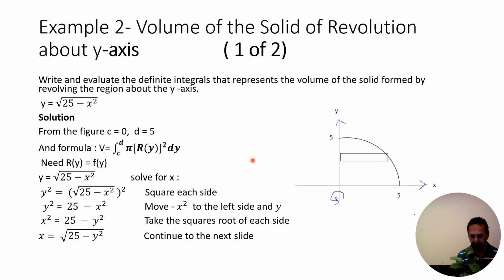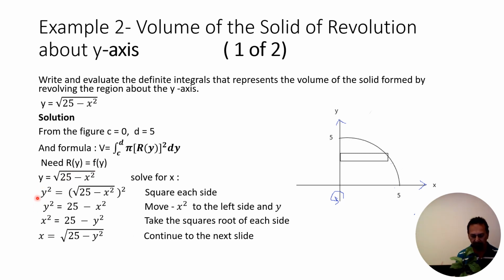Since the rectangle is perpendicular to the y-axis, we're going to use the formula V is equal to the integral from c to d of pi times r squared dy. From the picture you can see c is 0 here, and d is 5. And the given is y is equal to the square root of 25 minus x squared. We have to solve for x. So we start with y is equal to the square root of 25 minus x squared.